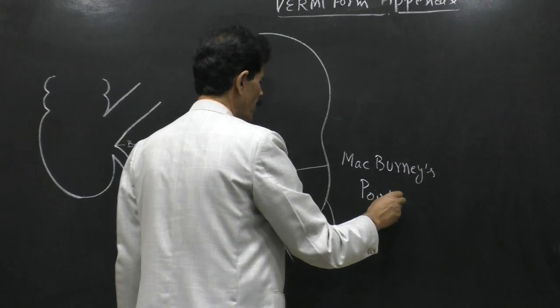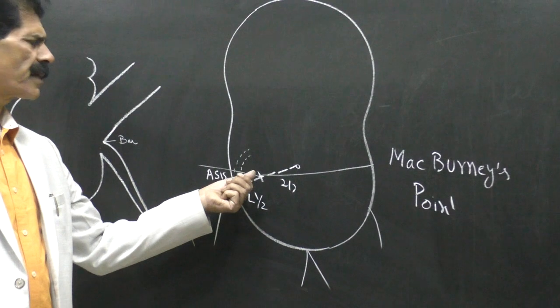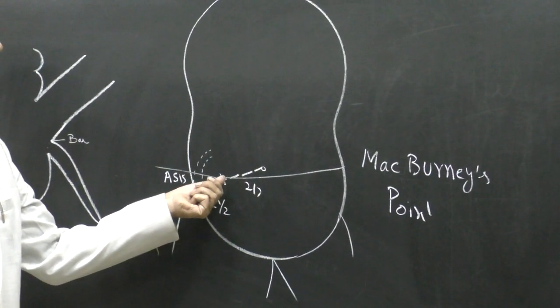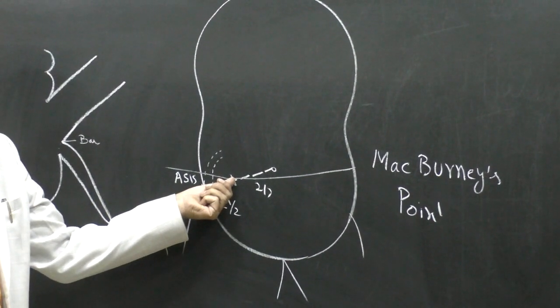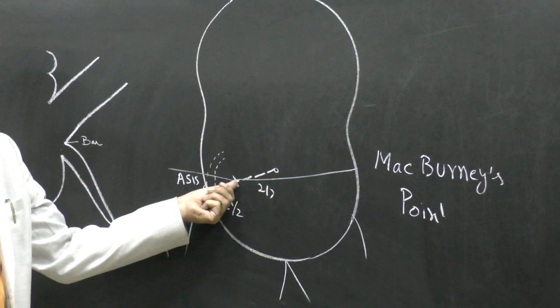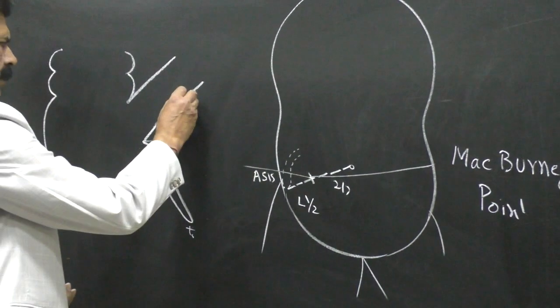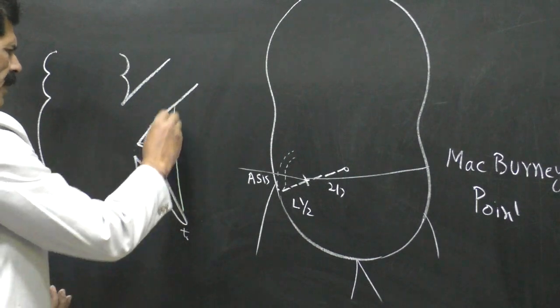McBurney's point is very important in appendicitis. Whenever there is appendicitis, maximum tenderness is felt at McBurney's point. So that is the clinical significance of this point. Now, the vermiform appendix is also movable because of the presence of a double fold of peritoneum, called the mesoappendix.